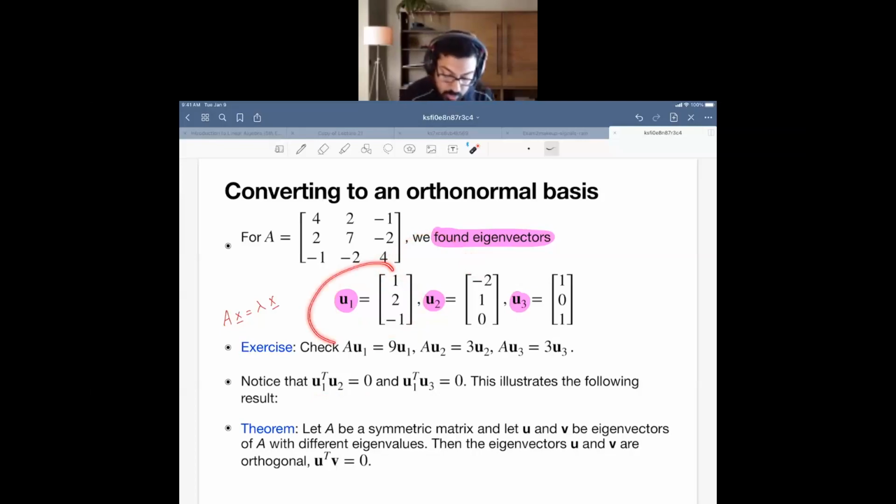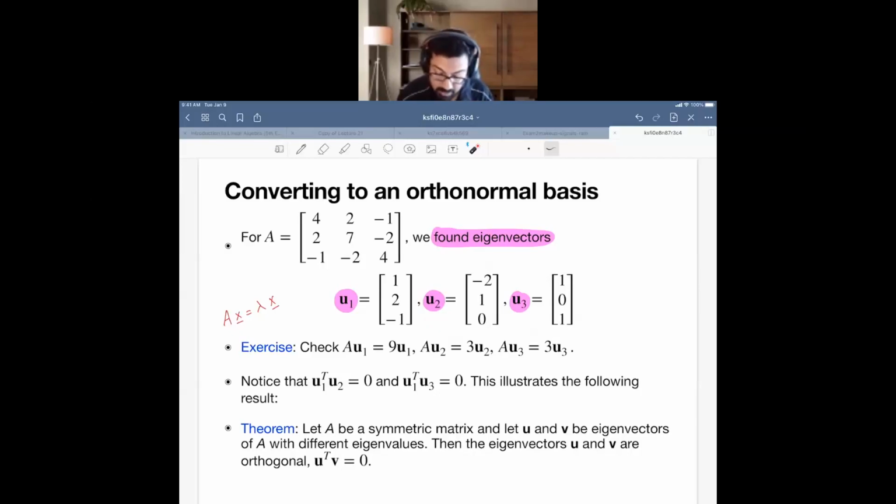And if you do u1 with u3, you will also see that it is 0. So u1 is orthogonal to u3. However, the dot product of u2 and u3 is in fact -2. It is not orthogonal. So u2 and u3 are not orthogonal with each other, which means that we are going to use the Gram-Schmidt procedure to get an orthonormal basis. We still need to work on orthogonality between u2 and u3.